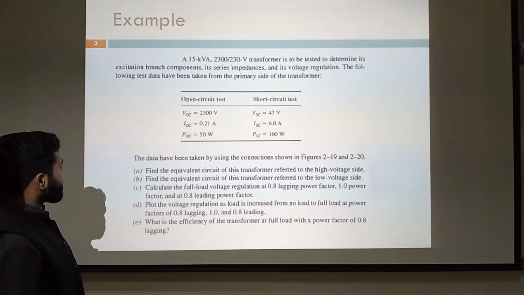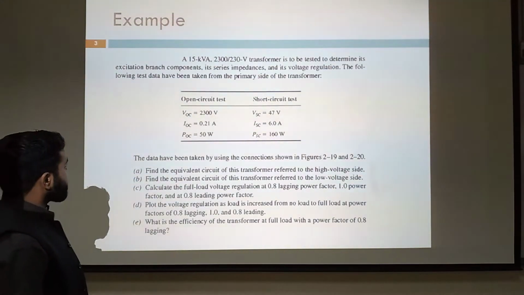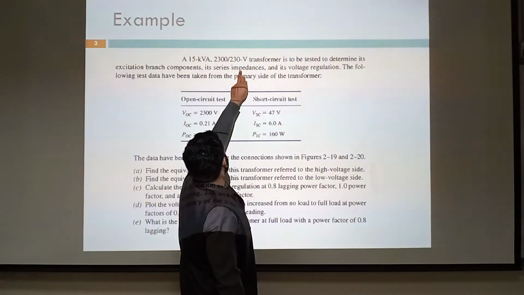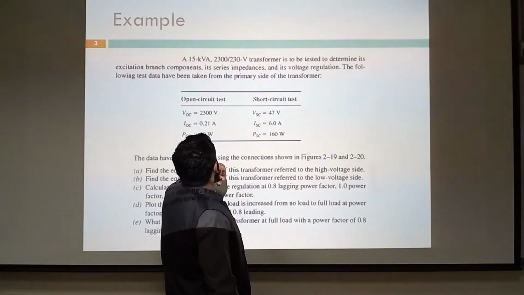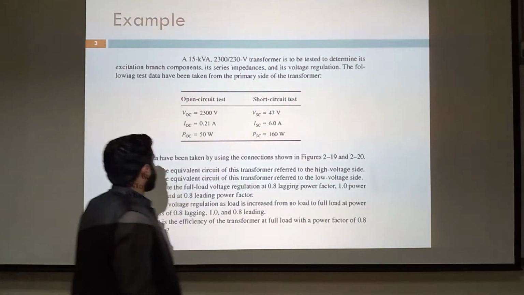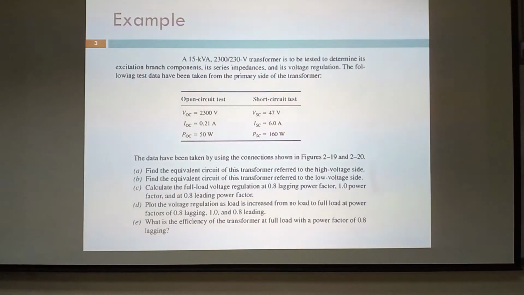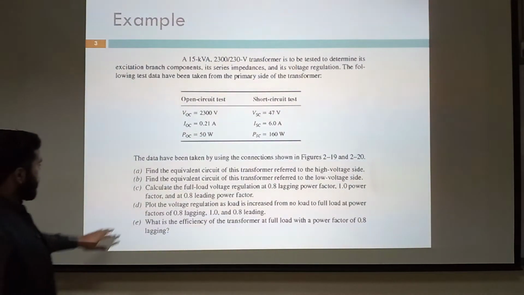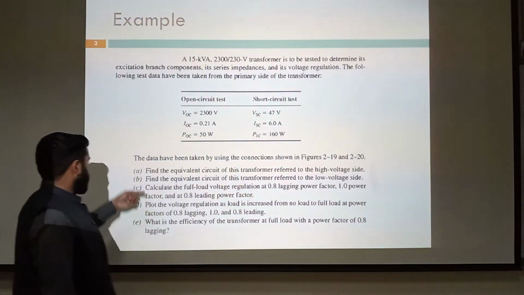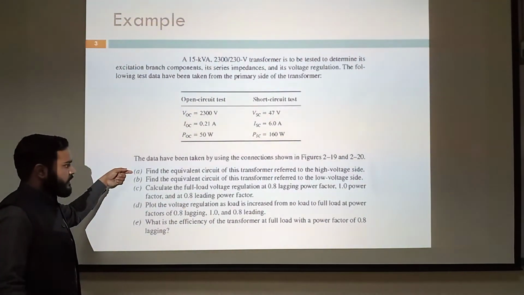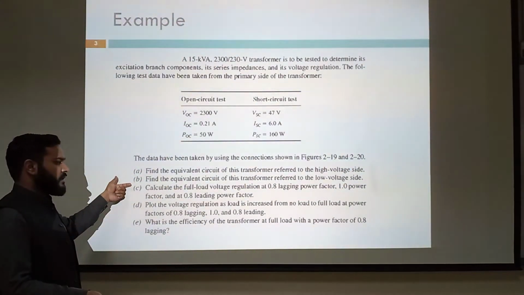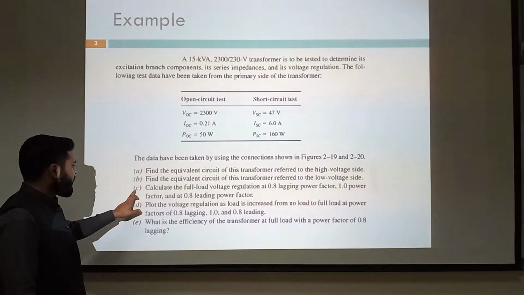The open circuit test is performed at the low voltage side, under this condition, and the short circuit test is performed under this condition. Now what we have to find: the equivalent circuit of this transformer referred to the high voltage side, and also the equivalent circuit referred to the low voltage side.